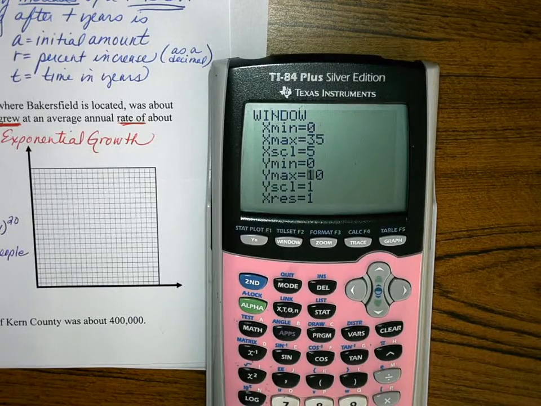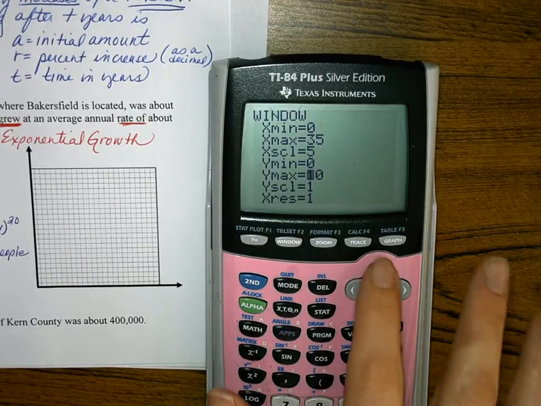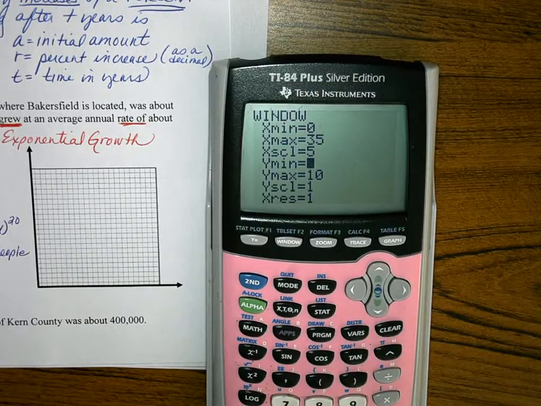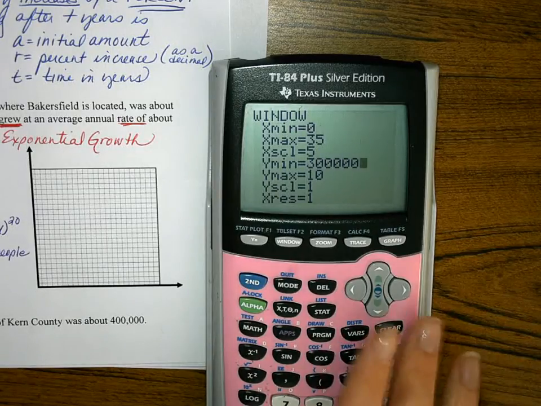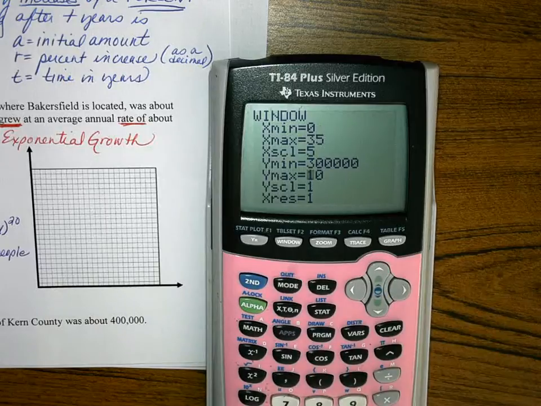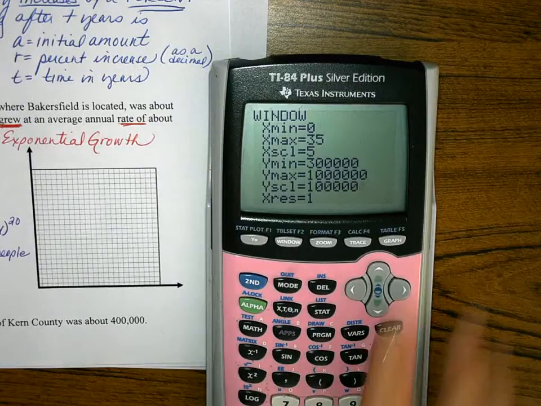Do I have to start my y's at 0? Where do the y's start according to this equation? 330,000. So what are you thinking we should start at? 300,000, just to make sure we get a nice picture? I can live with that. Perfect. How big do we want my y's to go? 1 million. All right. Might be too big, might not be. Let's go by 100,000 on the y-axis. Let's see what we got on our graph.